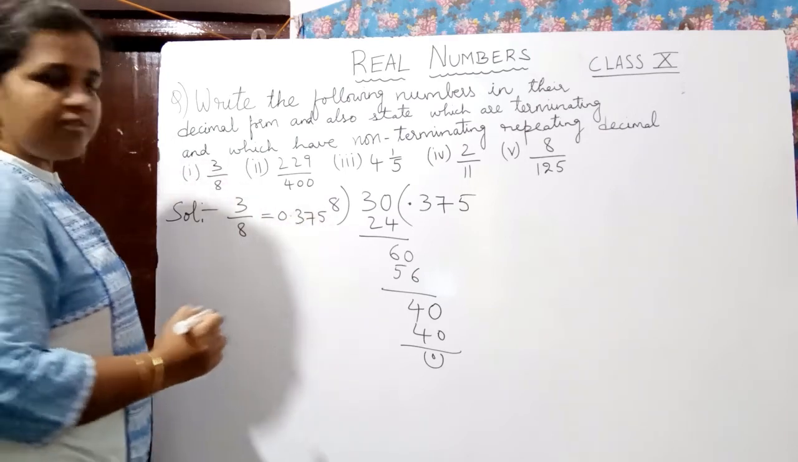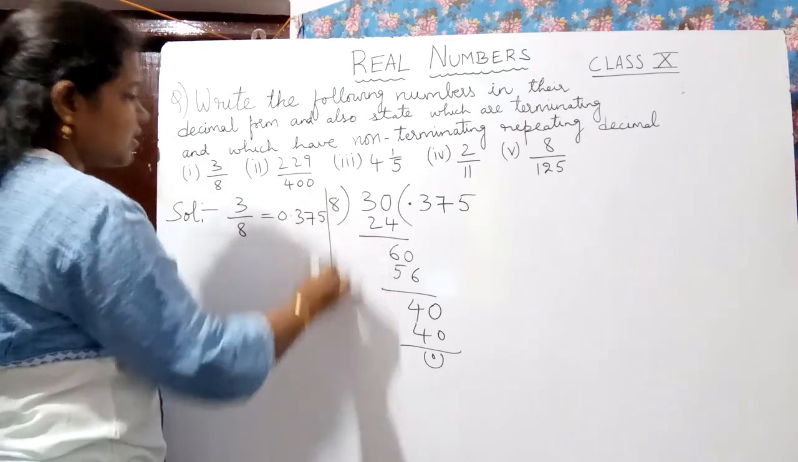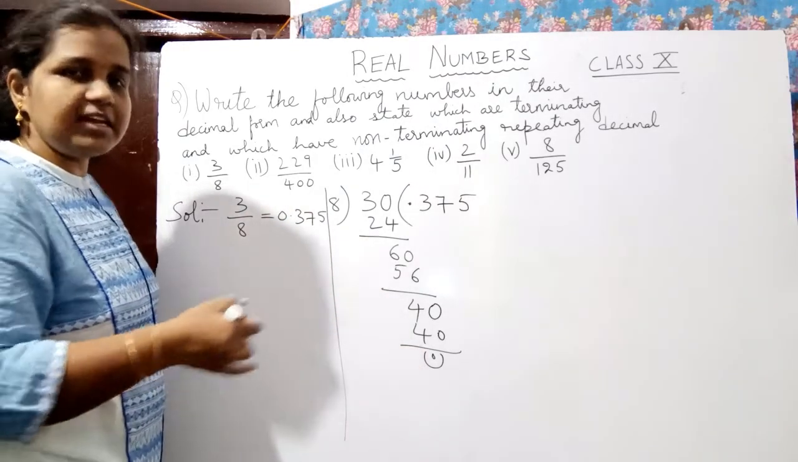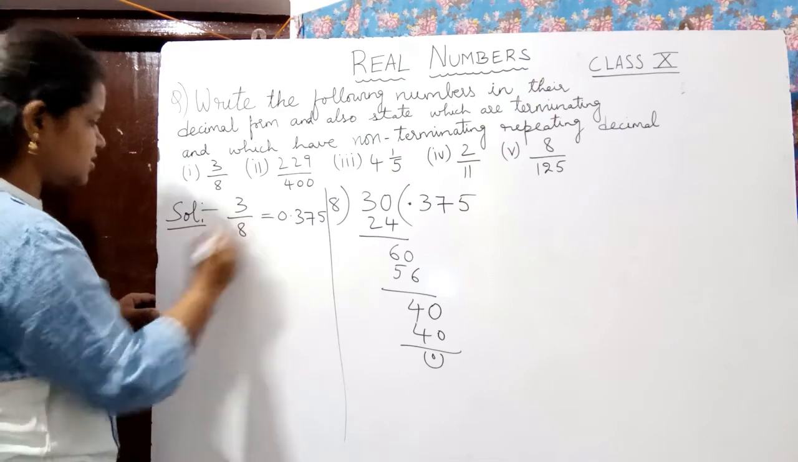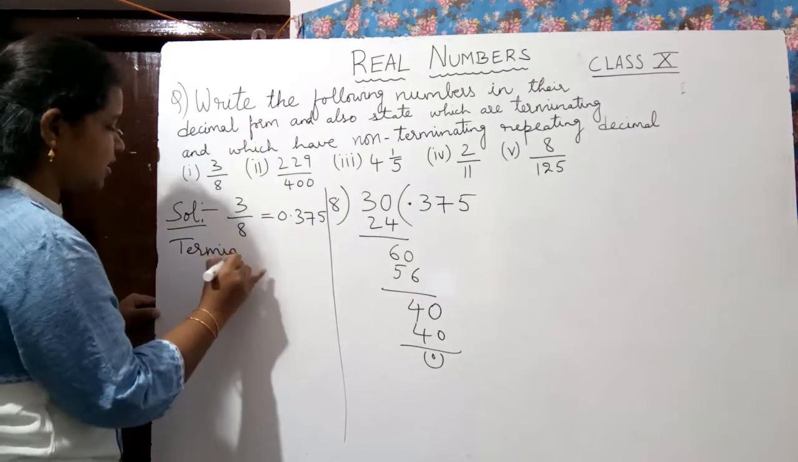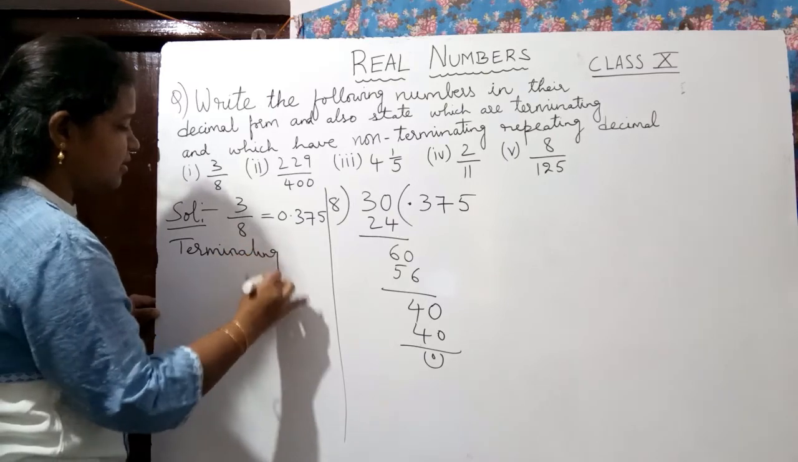0.375. So now if you observe, this is 0.375. It is stopping. So it is a terminating decimal. So we can write this is a terminating decimal.